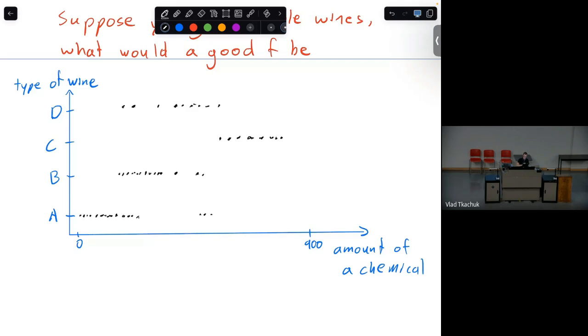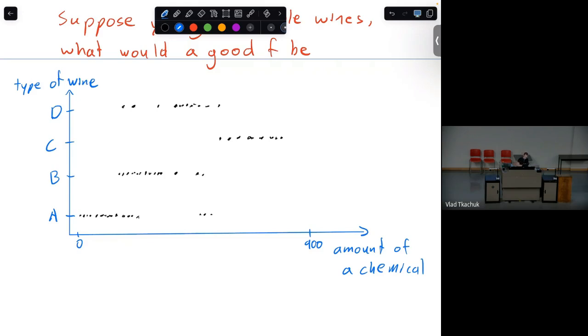So what is this whole thing saying? It's saying that if I look at the amount of a chemical on this axis, I see that if I don't have too much of the chemical, then it seems to be wine A. If I have more of it, then it seems to be between A and B. Then it becomes more of B. Then maybe it becomes more wine D. And if I have a lot of this chemical, then it seems to be wine C or something like that. So your predictor should output one of these labels. And a good predictor needs to predict, for every input, for every amount of a chemical, some type of wine. So it's one of these 4 things.